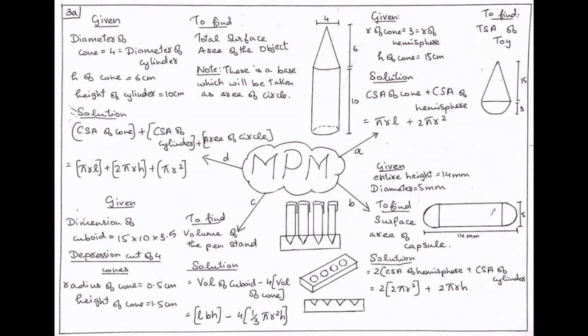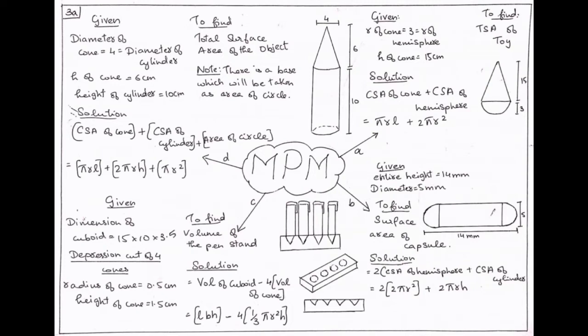So they have given the dimensions of a cuboid, which is 15 into 10 into 3.5, and a depression cut of 4 cones. The radius of the cone is 0.5 centimeter and the height of the cone is 1.5 centimeter. Now there are 4 cones. To find the volume of the pen stand, the solution will be volume of cuboid minus 4 into volume of cone, because there are 4 cones. So LBH minus 4 into 1 by 3 pi r square h.